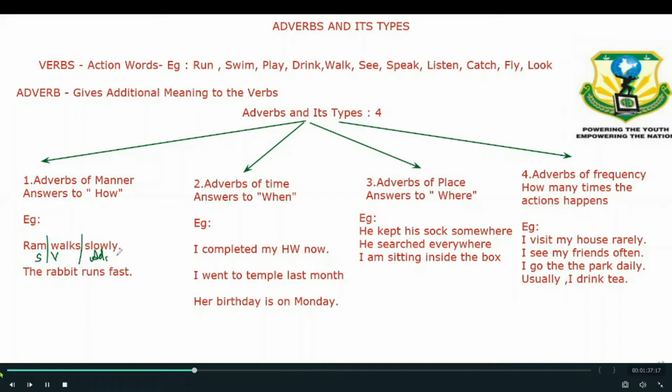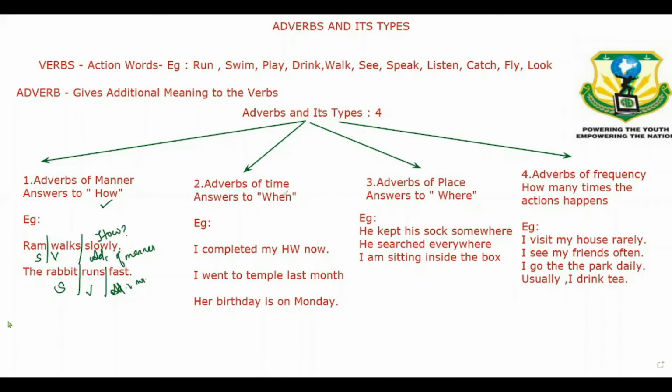Next come the adverbs of time. Adverbs of time always answer the question when. Whenever we are answering when, it is an adverb of time. For example, I completed my homework now. When did I complete? Now. So now is the adverb of time. I is the subject, completed is the verb, and when is now. So now is answering the question when.